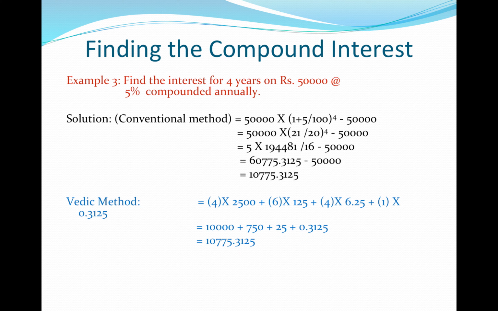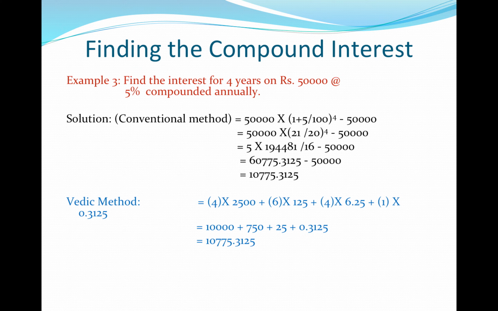Here, 4641, that is in the pattern table for 4 years. So just write 4641 and multiply. First calculate 5% of 50,000, which is 2,500. We can easily find it mentally, because 10% of 50,000 is 5,000 and 5% is half of it, which is 2,500. Multiply it by 4, which is 10,000.